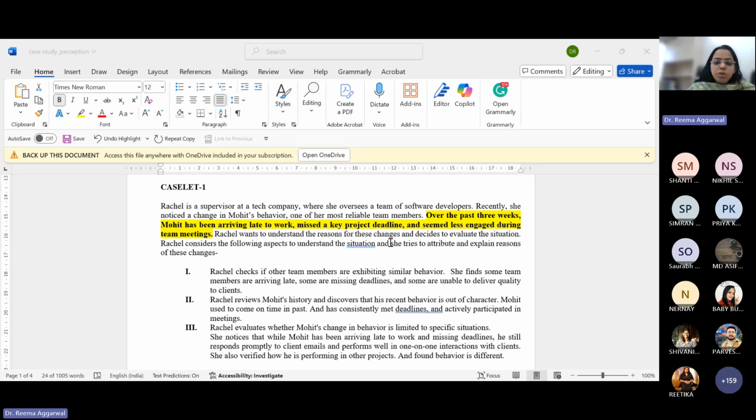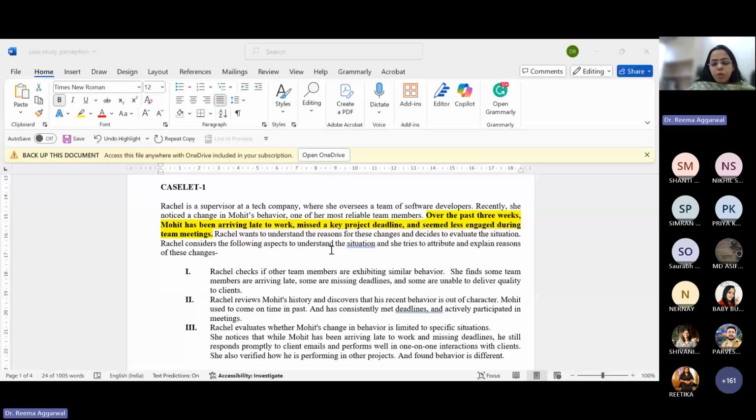So when she looked into the consensus component, she is able to see that it is high. Why is it high? Because others are also behaving in the same manner. They are also coming late. They are also missing the deadlines. So this is not what Mohit is doing. Rather, everyone is behaving in the same pattern. So when consensus is high, that means the reason is an external factor. अगर हर कोई ऐसे behave कर रहा है, that means his behavior of coming late will be attributed to external factor. कुछ external reasons हैं, कुछ situational factor हैं, जिसकी वजह से ये हो रहा है.